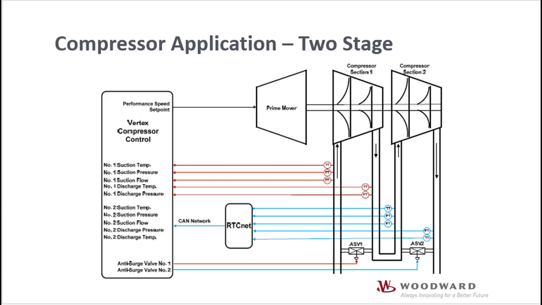The performance controller in this application is used to send the speed set point to the prime mover control. In this way, changing the speed of the compressor changes the flow through the compressor and allows a process variable to be controlled to a set point.